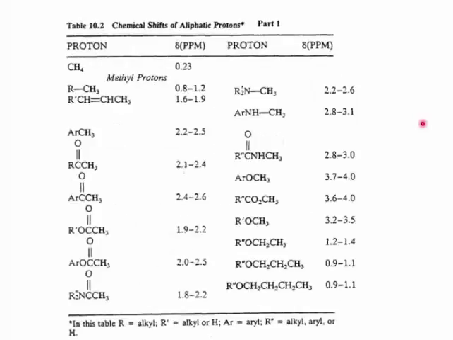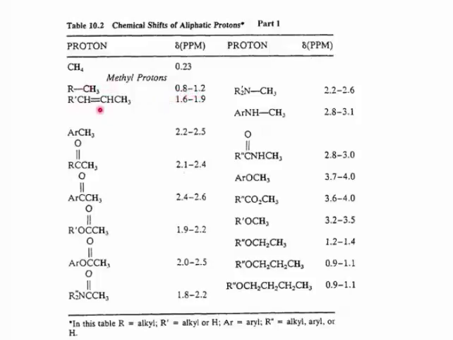Let's go back to table 10.2 and look at some details. First, we'll look at methyl protons. Methyl attached to a hydrocarbon has delta values that fall in the range 0.8 to 1.2. Methyl attached to a CC double bond, 1.6 to 1.9. Notice the values here are a little bit higher delta than here.